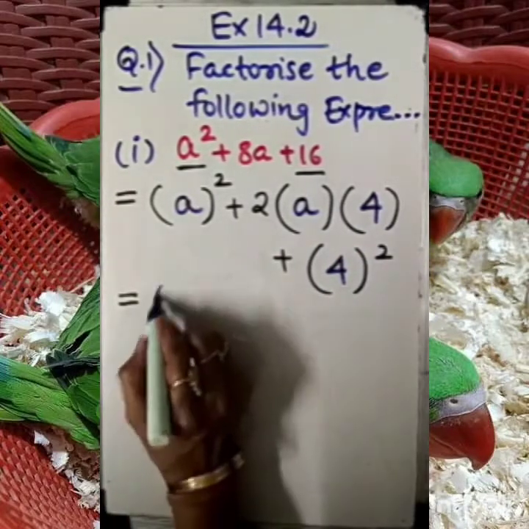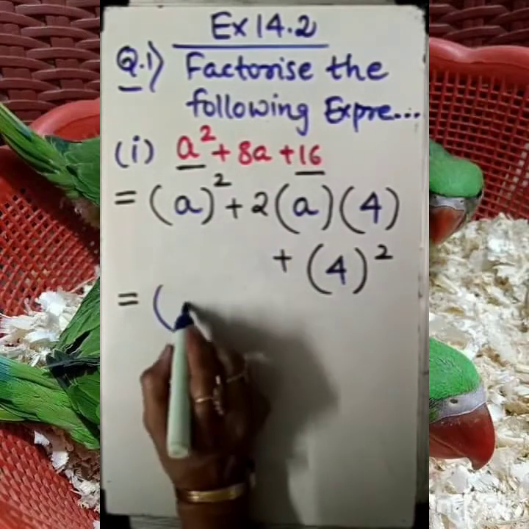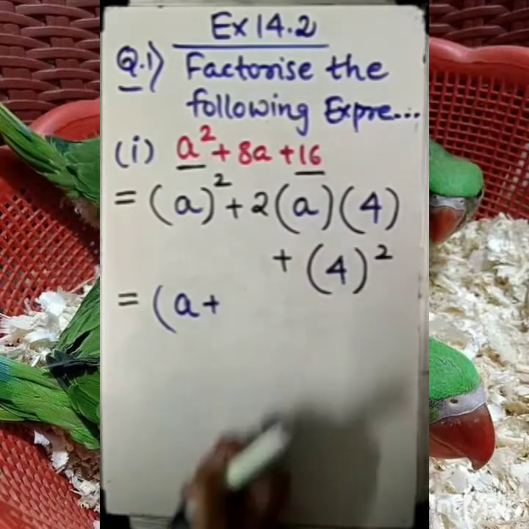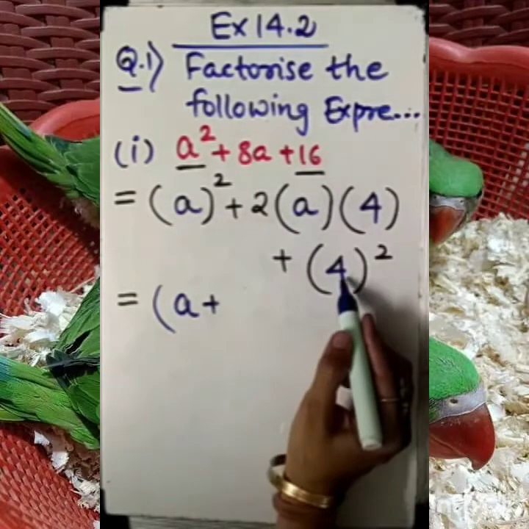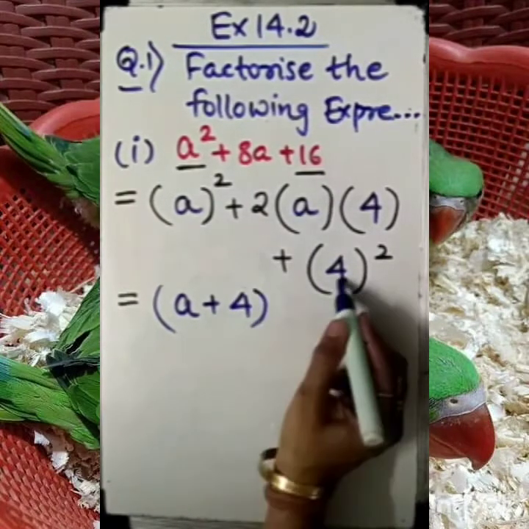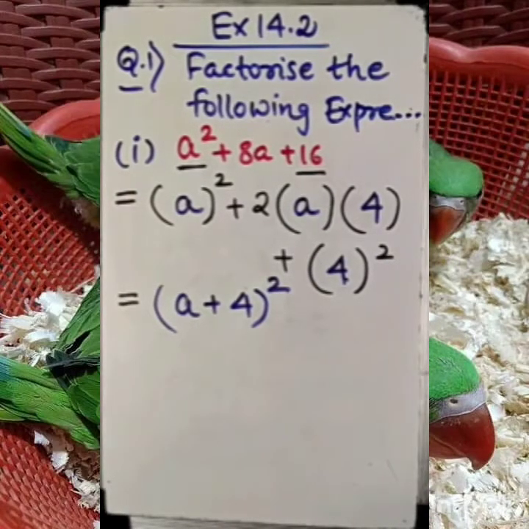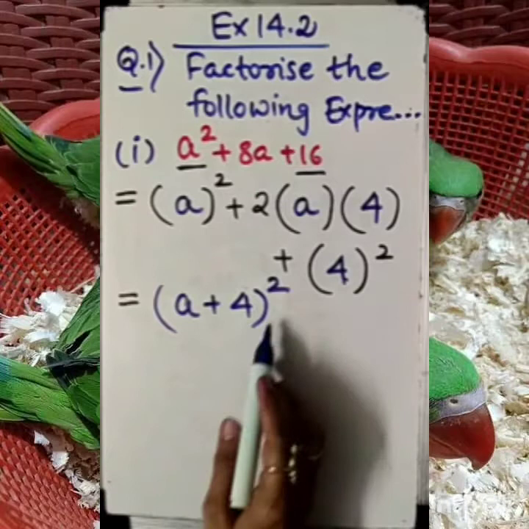So, dear student, the answer is a, the first term, and whatever the sign here, we need to mention it as it is. A plus b, b is 4 here, and it is a perfect square. A plus 4 whole square. So we applied the first identity here and we got this result.